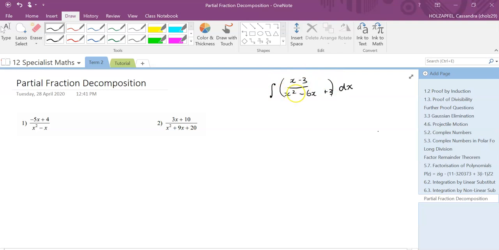So I know that this is probably a little bit off topic, but it is a really nice process. It is very algebraic. I do enjoy it.